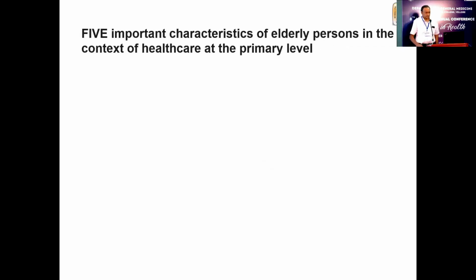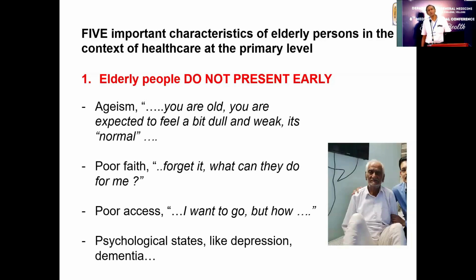So one, we know that elderly people do not present early. Now, why is that? It could be because of a phenomenon we call ageism, which is, of course, you're 75 years old, you will have a pain in the knee. I mean, what do you expect, right? So it's normal. It's expected in an older person, right? Poor faith on the part of an elderly person saying, forget it, man. I don't think they can do anything for me, right? Poor access, we've already talked about, and of course, psychological states themselves.